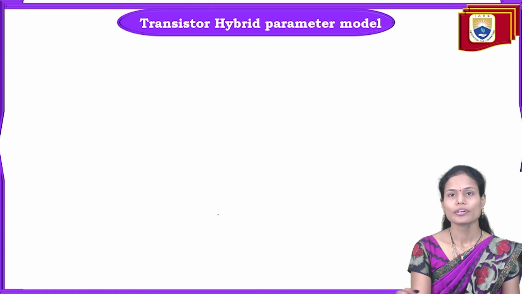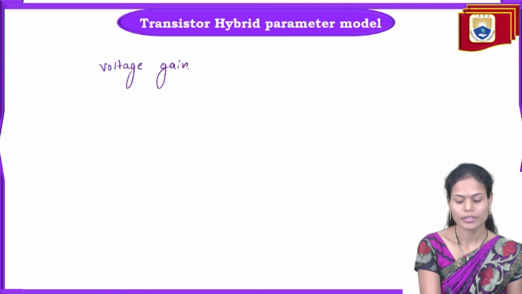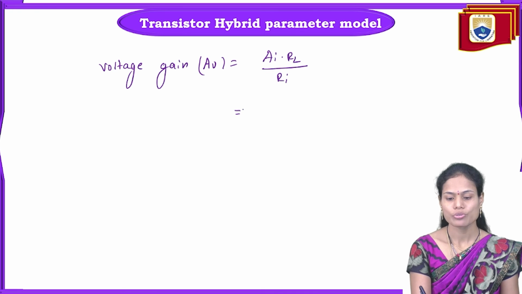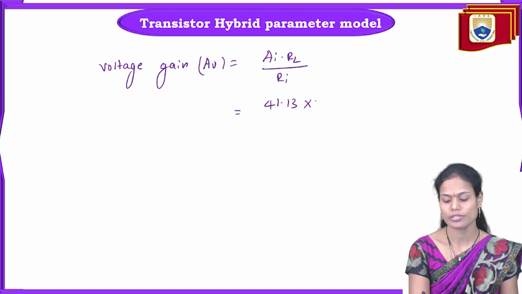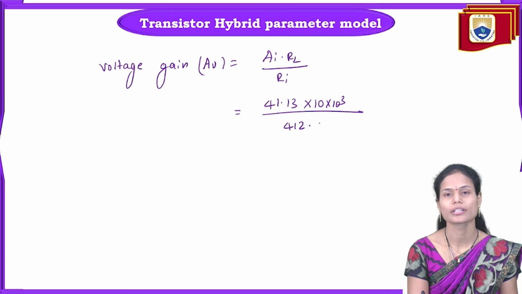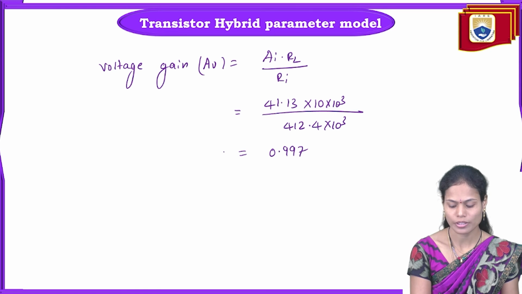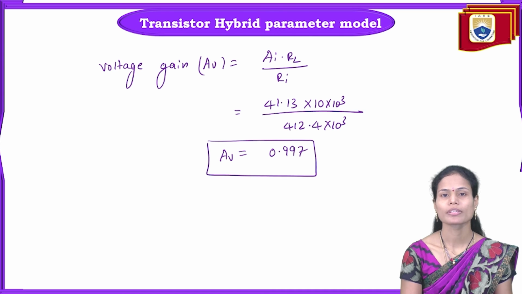And next, to find the voltage gain, the next parameter is voltage gain. AV is equal to current gain into load resistance by input resistance. So the current gain we have calculated is 41.13, the load resistance is 10 kilo ohms, and the input impedance is 412.4 into 10 power 3 here. So after simplification we will get it as 0.997. So that is the voltage gain of the given circuit.